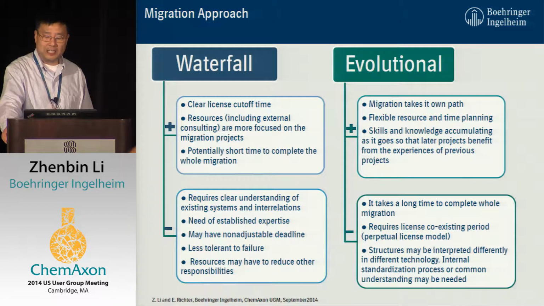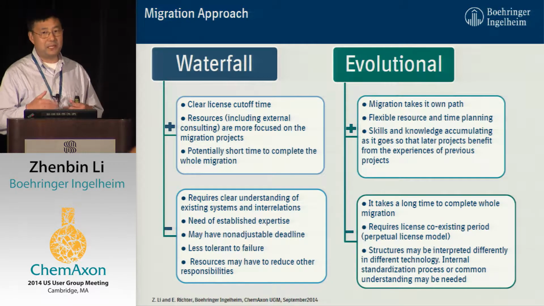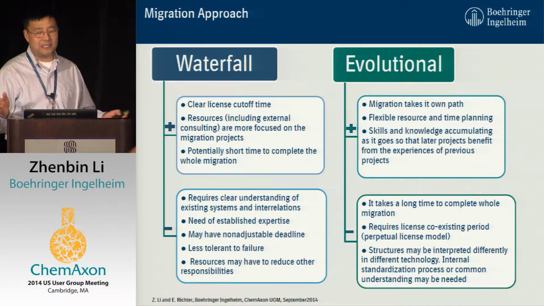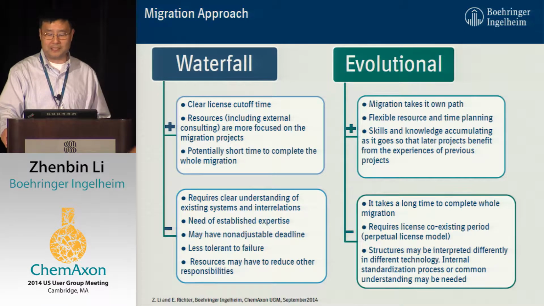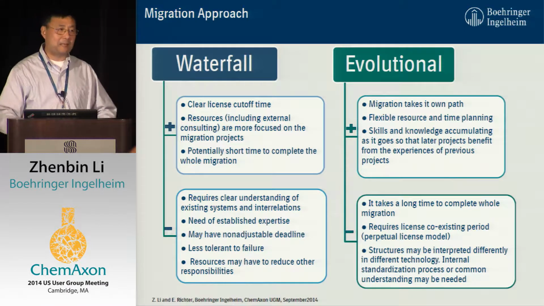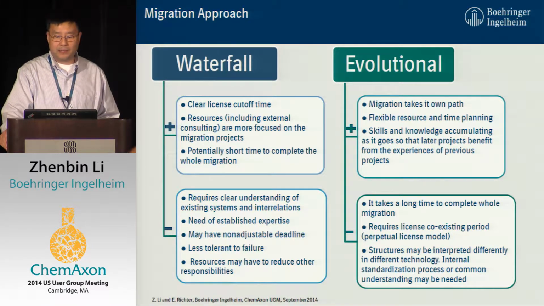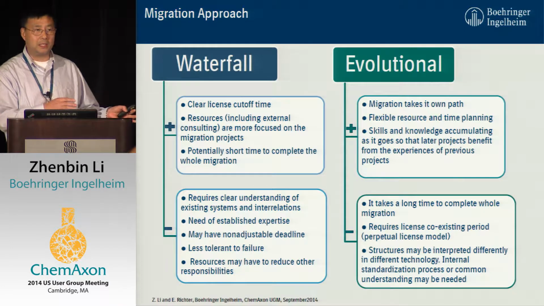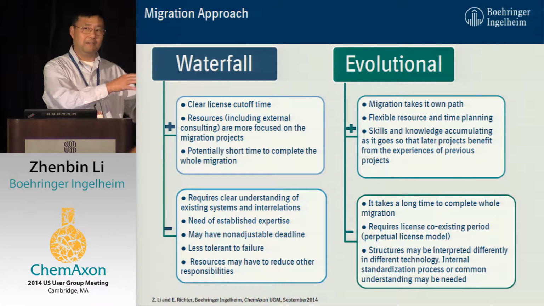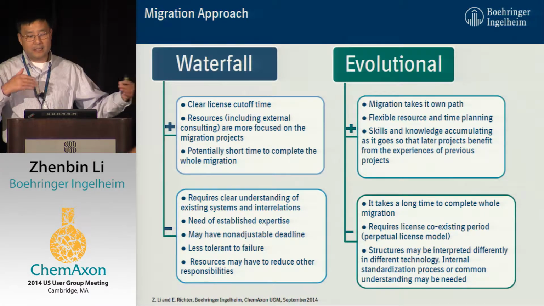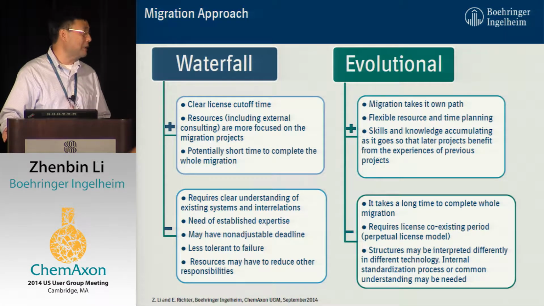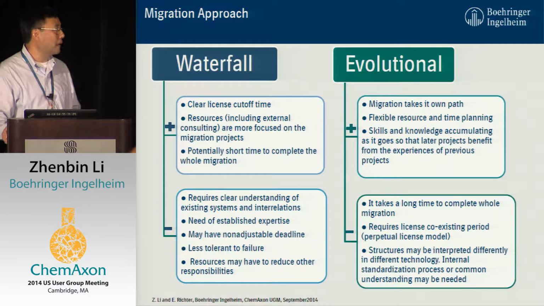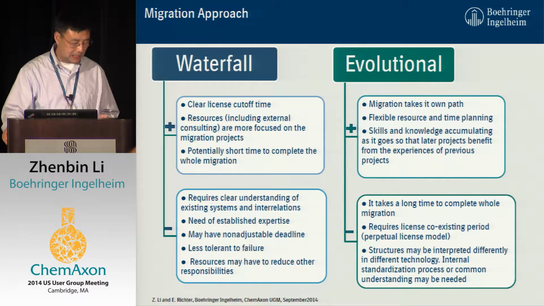The disadvantage of that is we have to have a core license period. That means that during these 2 or 3 years, we need 2 licenses in parallel, and it may take a longer time. And also one of the possible problems is that the structure information for the previous project versus the later project may somehow be interpreted differently. So it really depends on how we can standardize those processes.